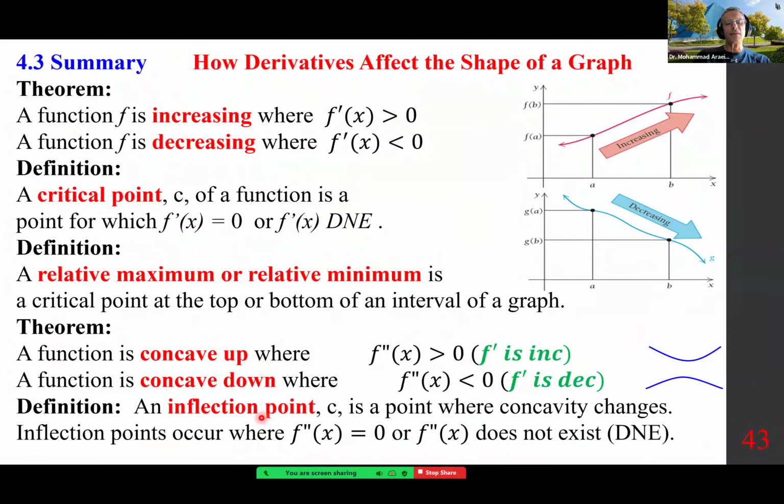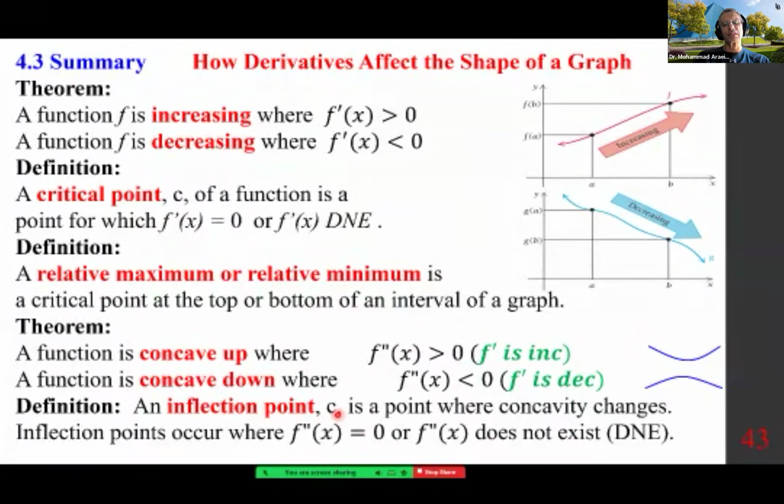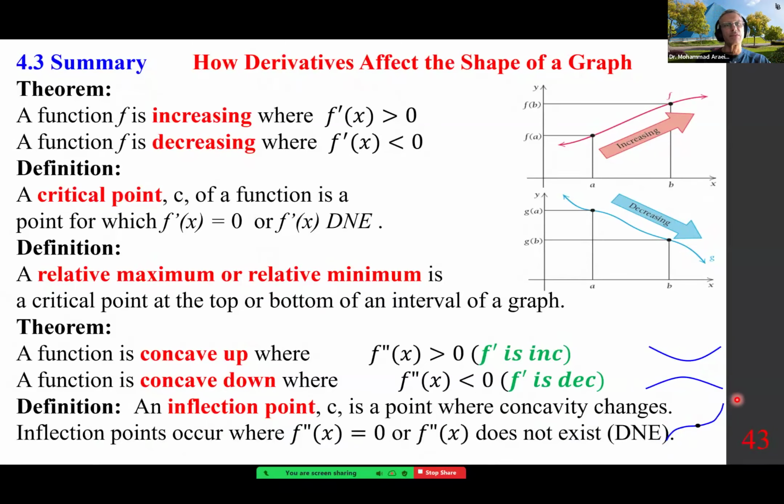An inflection point, IP, is a point where concavity changes. Inflection points occur where f double prime is 0 or f double prime does not exist. As you can see, it's concave down here and concave up here. As the change occurs, it creates an inflection point.